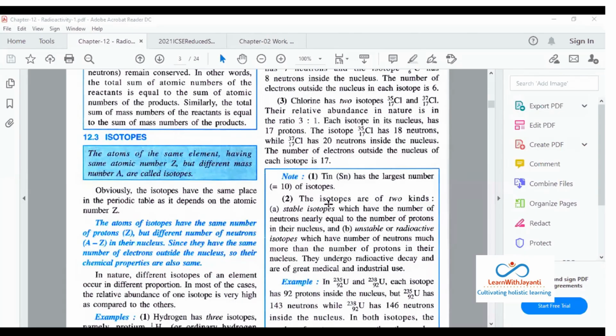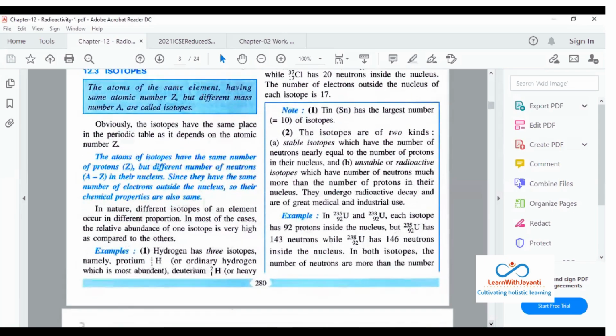Okay, so isotopes are of two kinds. Stable isotopes have number of neutrons nearly equal to number of protons. Unstable isotopes are going to have number of neutrons much more than number of protons, and they undergo radioactive decay. Now what is the meaning of radioactive decay? We will study that later. And also it is of great medical and industrial use.